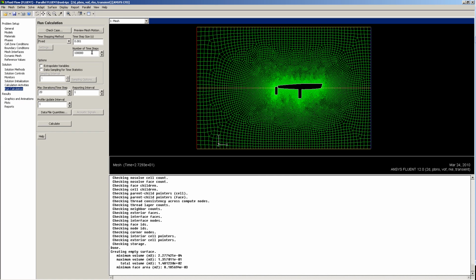So then we set the time step size, which had to be considerably smaller, an order of magnitude smaller, as it happens, than the dam break tutorial. We suspect that this was because of the large difference in cell size between the cells very close to the hull and the cells around the boundary. And then we set the number of time steps to a good healthy number, which was 100,000 in this case. And then we ran the calculation.